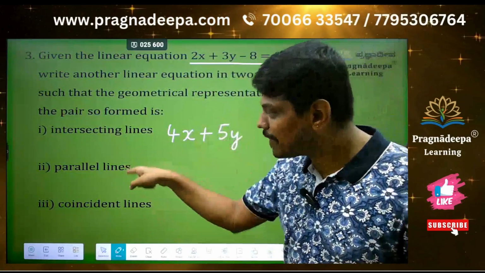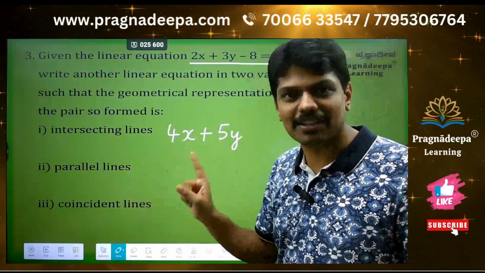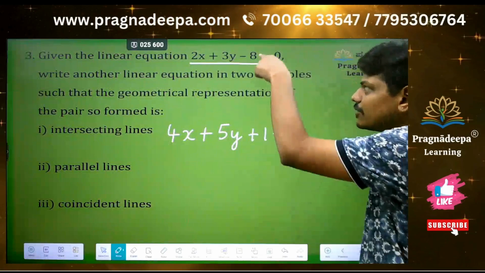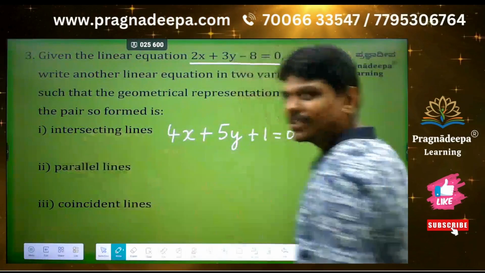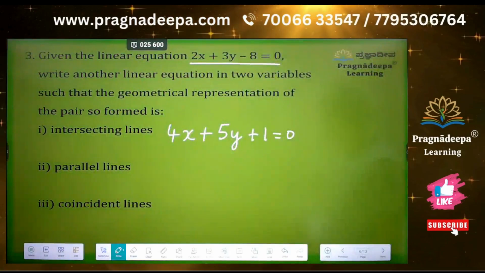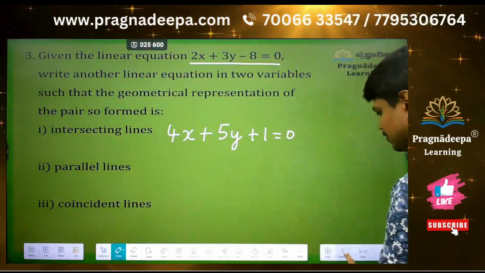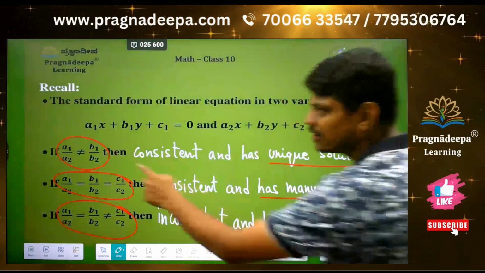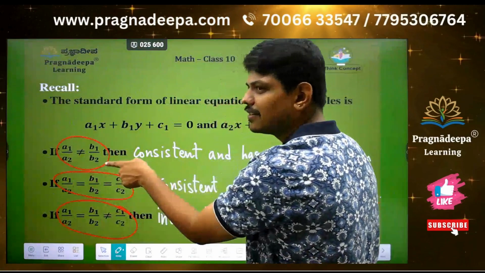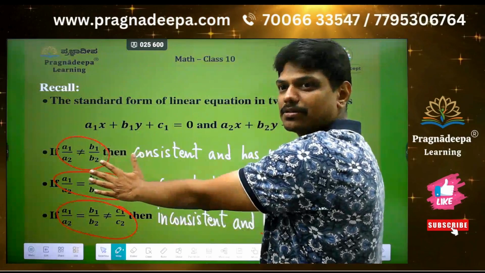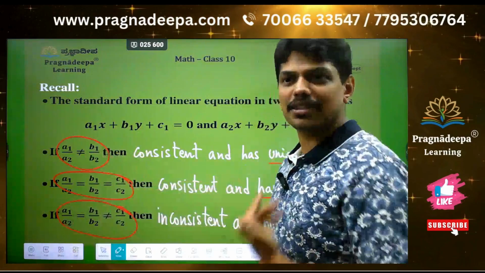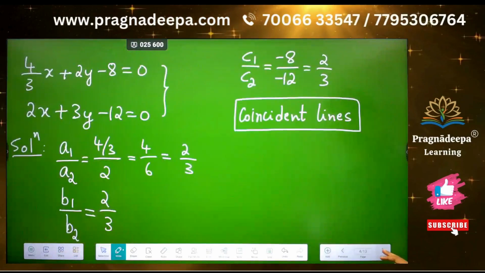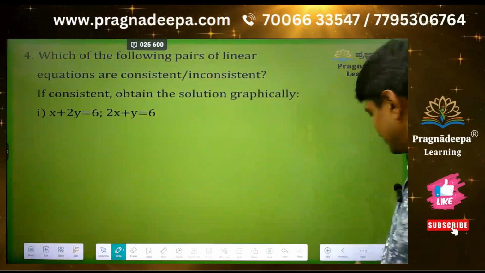For parallel and coincident lines the constants are important, correct? So suppose I write plus 1. Because I'm not at all worried about C1 by C2 when I'm talking about intersecting lines, correct? Please see here. That is why I said first recall. A1 by A2 should not be equal to B1 by B2. Why do you want to worry about C1 by C2? You can write any numbers. Did you understand this construction?